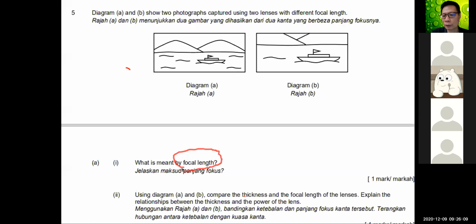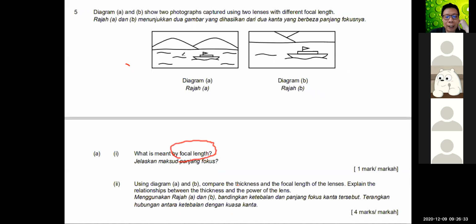Please write the answer now. You should know already. Focal length is what? Can you tell me what is focal length? Distance between the focal point F and the optical center of the lens. Yes, correct. Thank you very much. That's focal length.